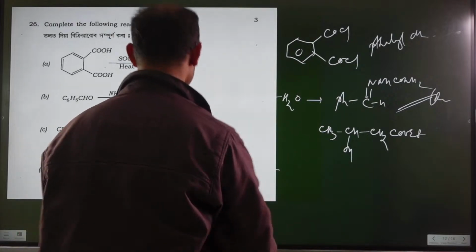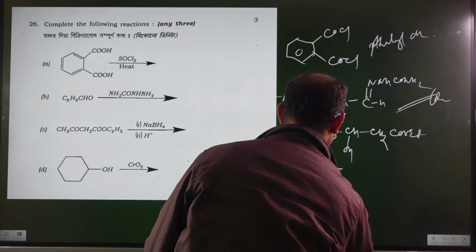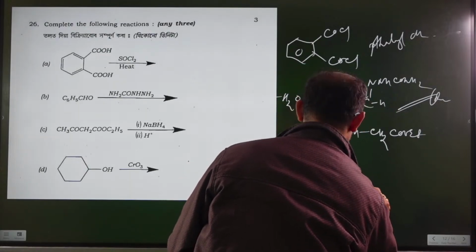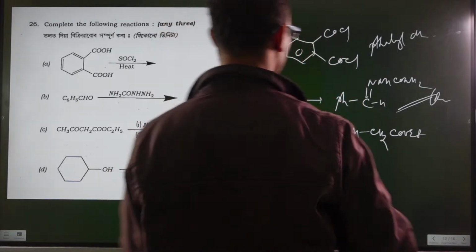And in this case, see, CrO3 is a strong oxidizing agent. It will give you this product. This is alcohol to ketone.